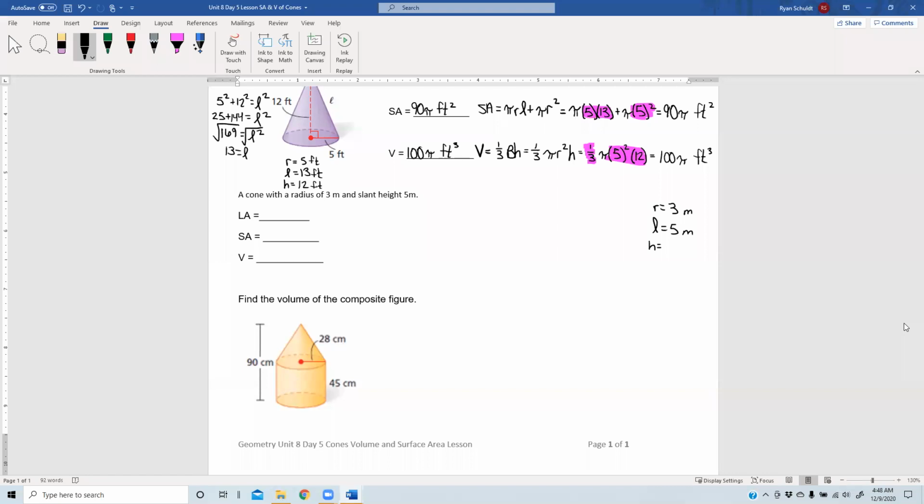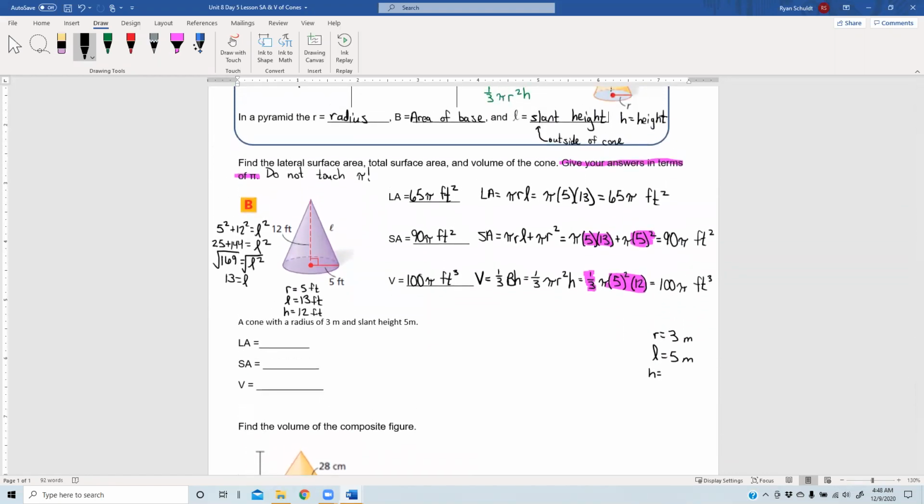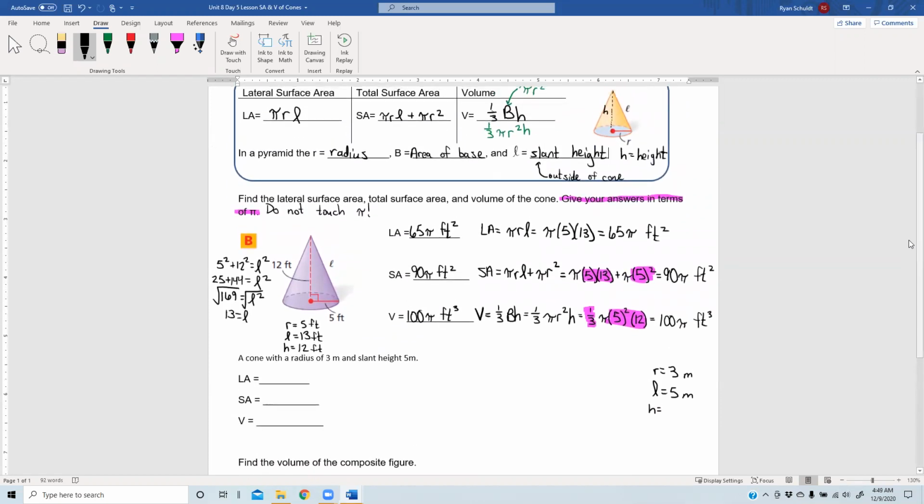So think to our little triangle that we had. Think to our right triangle that we had. Height, R, and L. I don't know height. I know radius is 3 and L is 5. So I'm going to have to use the Pythagorean Theorem to get H.